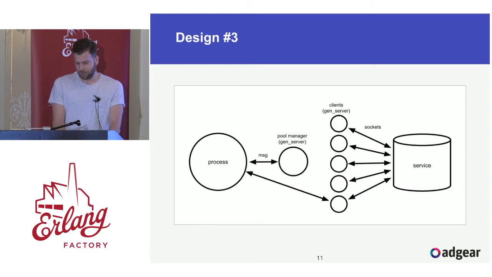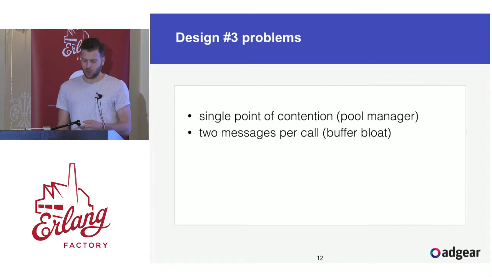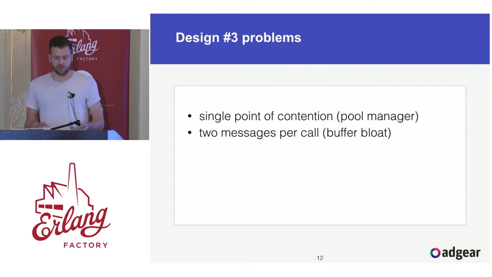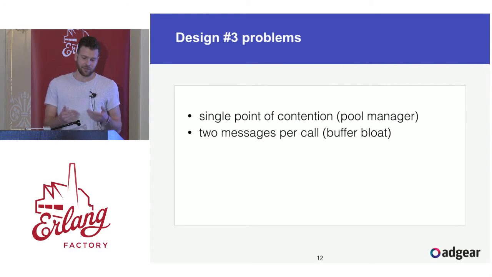The naive approach to this is to introduce another gen server, which is a pool manager. This pool manager will track all the servers for you. Now, the problem with this approach is that you're sending 2 messages per request. And if your pool manager is slow, you're adding latency. Also, the pool manager is basically a single point of contention. If it blocks or anything, all your requests will be affected.